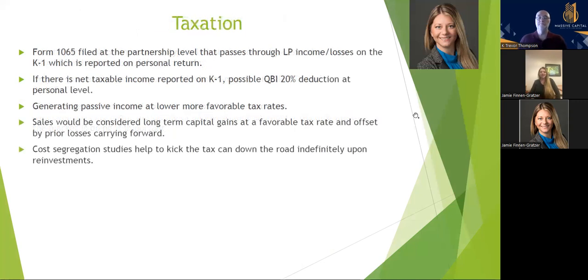The taxation side, which is really why we're here, is how this all flows through. We have a Form 1065 that's filed at the partnership level. That's going to pass through the limited partner and general partner's income and losses on a K1, which is then reported on your personal return. So if you're new to this type of investing, you're going to want to make sure that you have that K1 before you file your personal tax return. Otherwise, you're going to have to amend it when you do receive it.